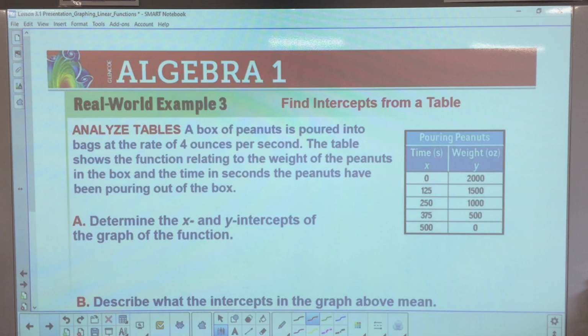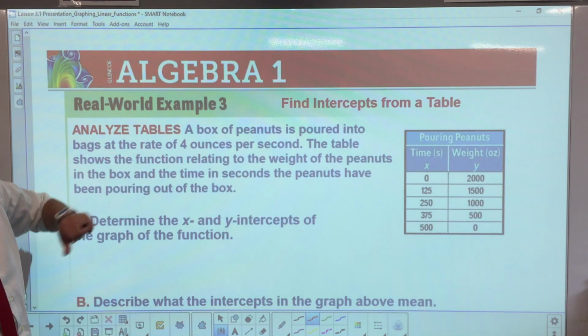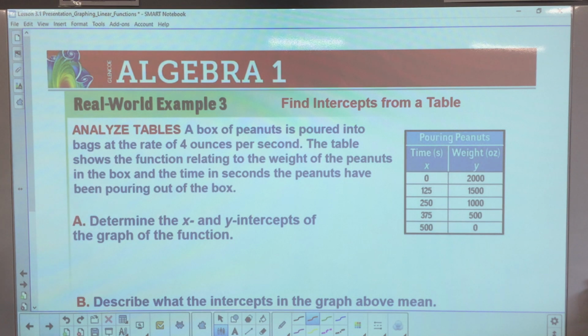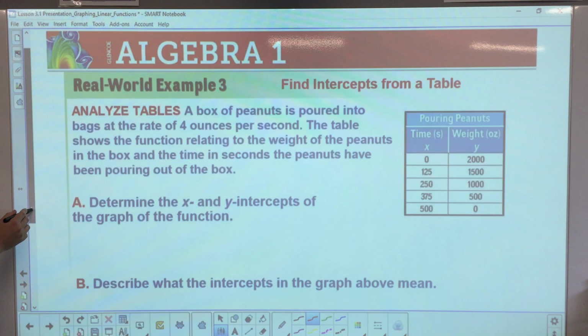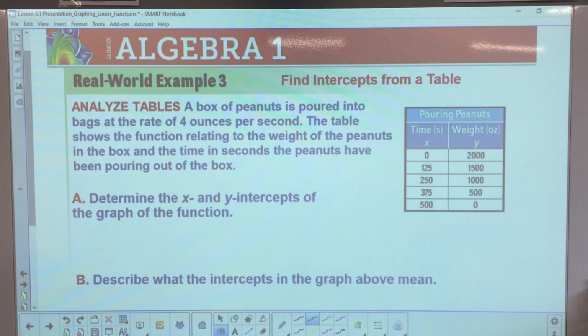All right, next. Analyze the table. A box of peanuts is poured onto the rates into bags at a rate of 4 ounces a second. The table shows the functions. You guys can read the rest. Determine the x and y intercepts of the graph function.